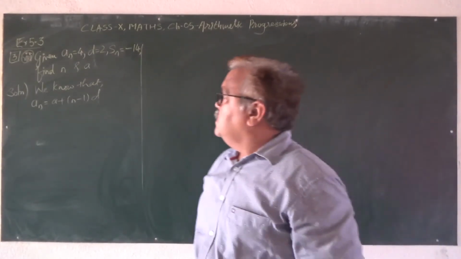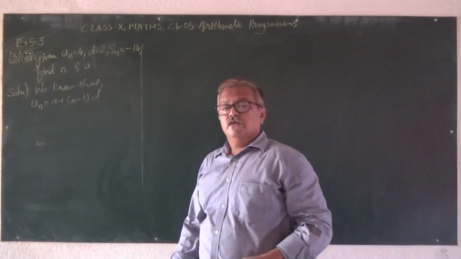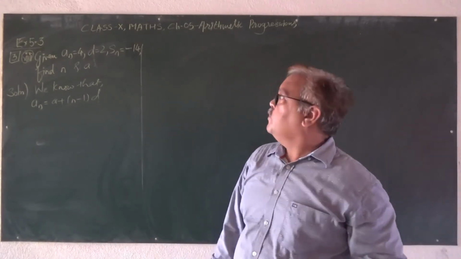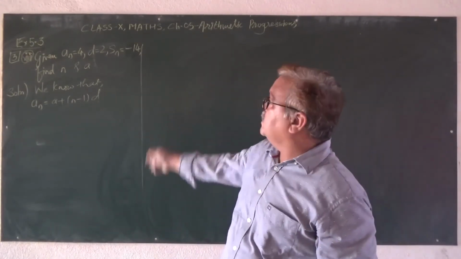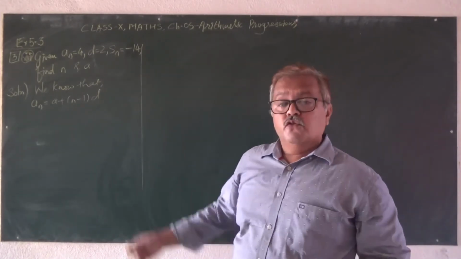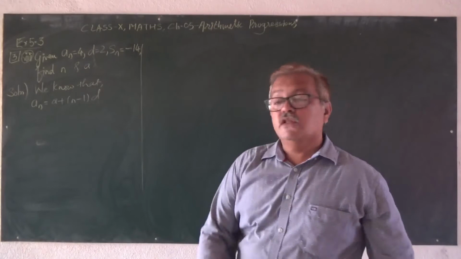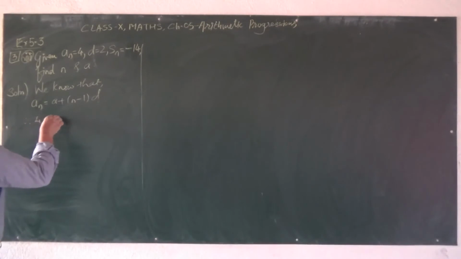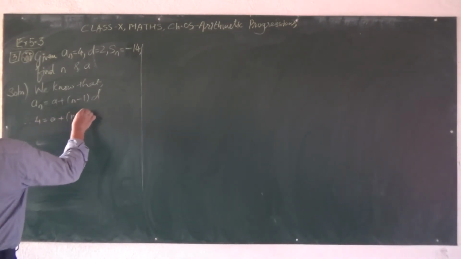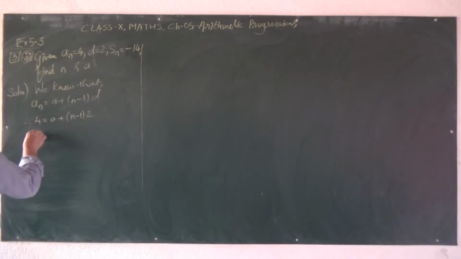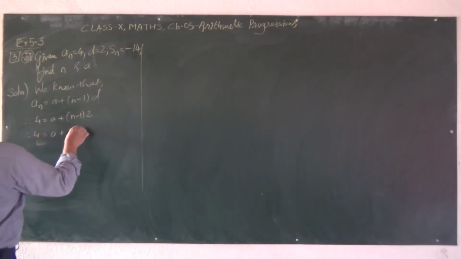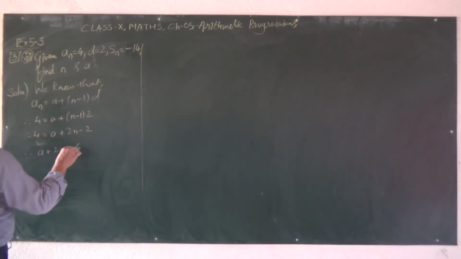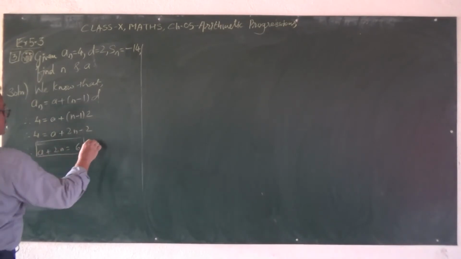Let us see sub question 8 of exercise 5.3, question number 3. Okay, given the last term is 4, common difference is 2, sum of n terms is minus 14, you have to find n and A. So we know an is equal to A plus n minus 1 into D. Let us proceed. Okay, so an is 4, A plus n minus 1 into D. So 4 is equal to A plus 2n minus 2. So you are going to get A plus 2n is equal to 6. You call this equation 1.